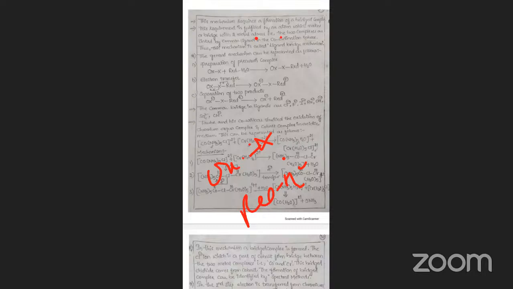What is step 2? The electron transfer takes place. Electron transfer takes place from the reduced complex to the oxidized complex. Oxidized, reduced. See the second step. Electron transfer from the reduced complex to the oxidized complex through a bridged ligand. That is here.